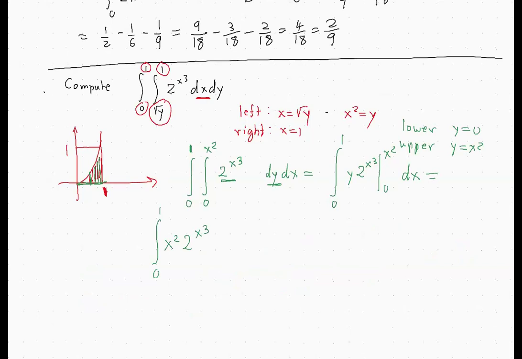So u is equal to x cubed, du is equal to 3x squared dx, which means that x squared dx is 1/3 du, and you will have 1/3 the integral of 2 to the u du. And now remember, when you do a substitution like this, you have to apply the substitution to the endpoints.